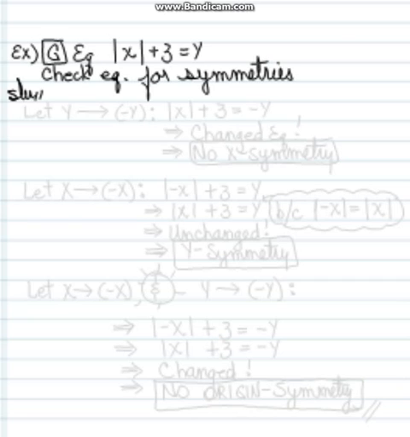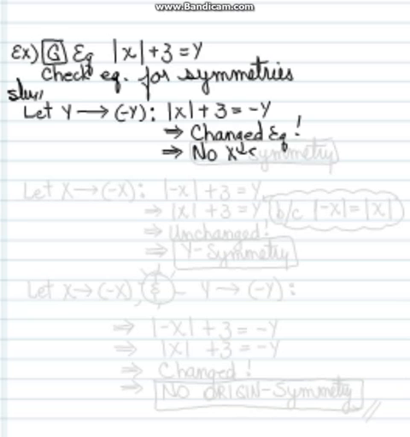So for the solution, we start off by replacing y with parenthesis negative y. We get the absolute value of x plus 3 is equal to negative y. Did that change the equation? Yes, it did change the equation. That is not the same as the original equation. It's not absolute value of x plus 3 equals y anymore. It equals negative y. It changed the equation, and that makes us conclude that there is no x symmetry, no symmetry about the x-axis.